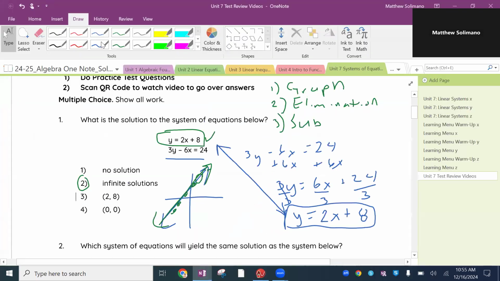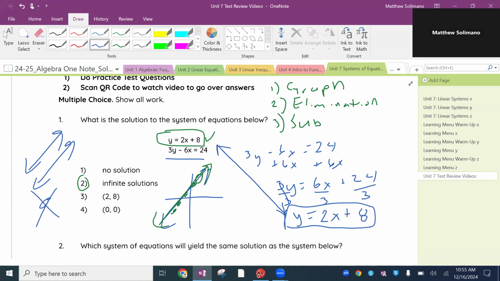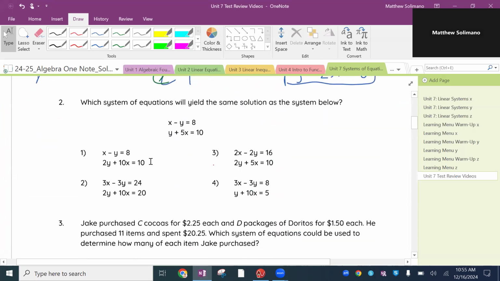The other one that could be weird is if we had two lines that were parallel, they would never intersect, so that would be no solutions. So those are the weird ones. When it just crosses in one point, it's just going to be a point like 2, 8, or 0, 0. But this first one was infinite solutions because it was the exact same line.